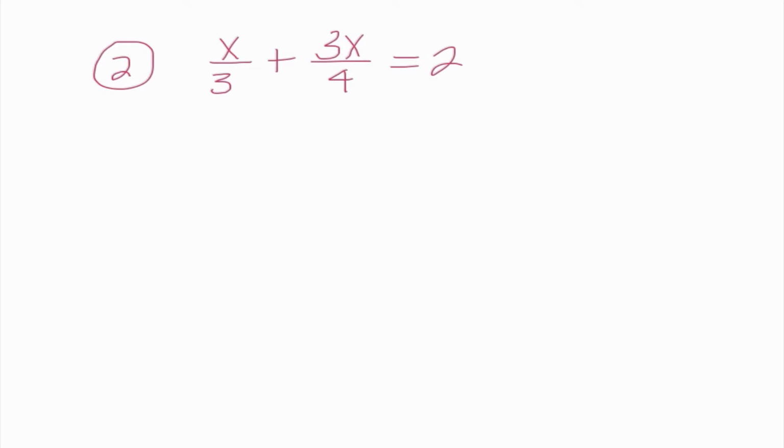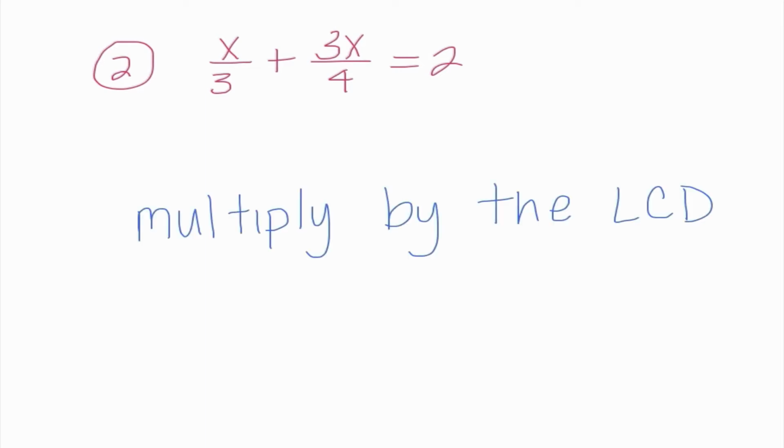The way that we get rid of fractions is to multiply by the LCD. Just a reminder, LCD means the least common denominator or lowest common denominator. We'll see it both ways. In this case, I'm going to look at 3 and 4, and I need to think, what is the smallest number that they both go into? So in this particular case, our LCD is 12.